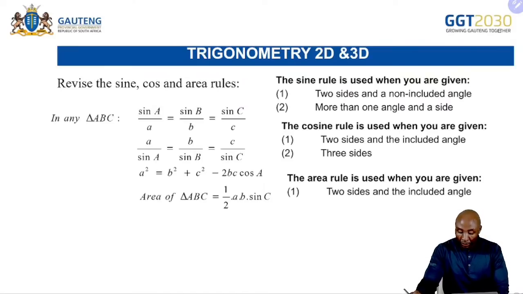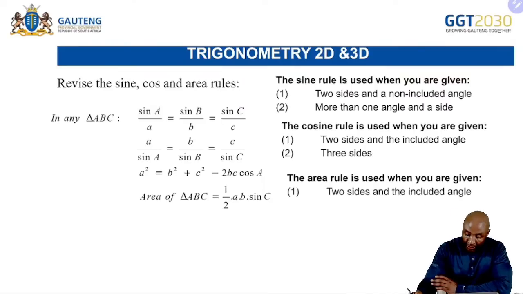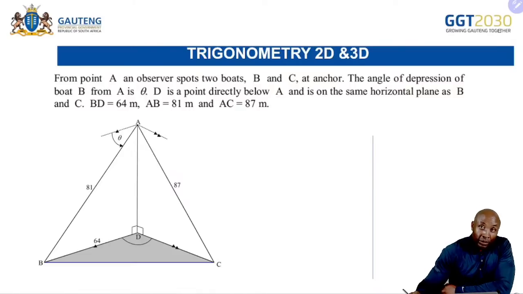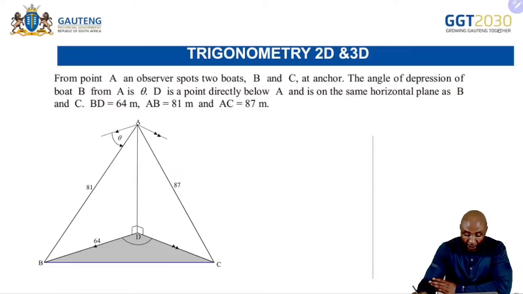For area rule, you must be given 2 sides and an included angle, and we should be able to do this example to help us see what can help us answer 2D and 3D trigonometry. Please try by all means to redraw a triangle that can help you get the solution.